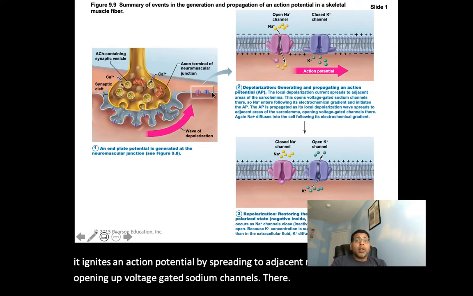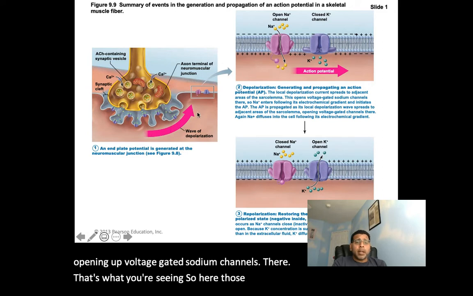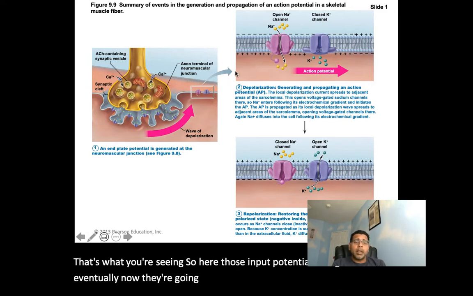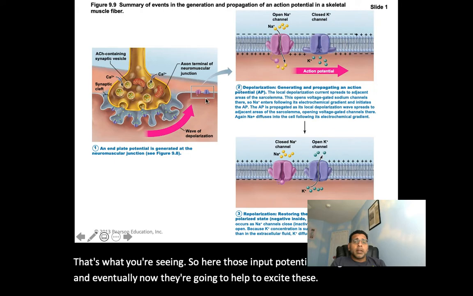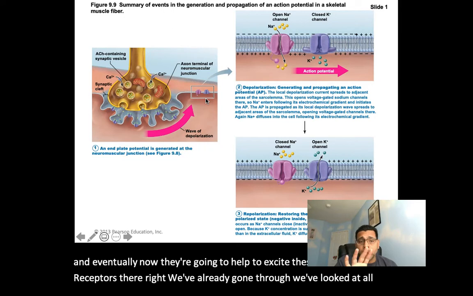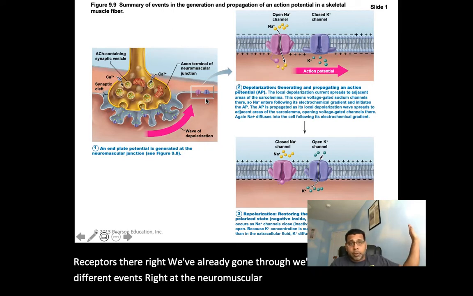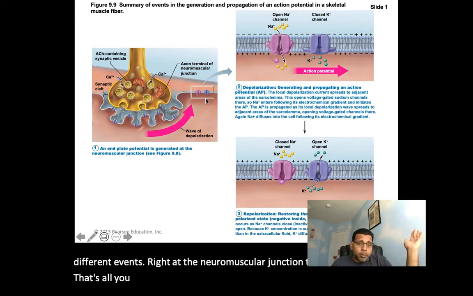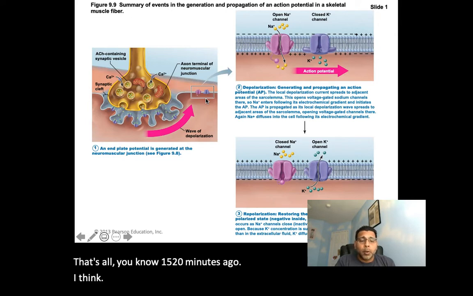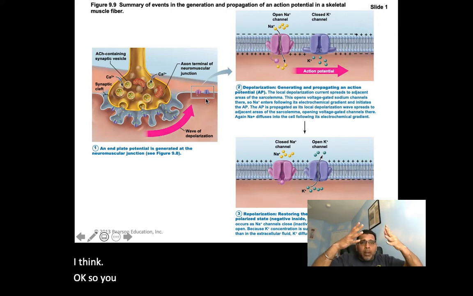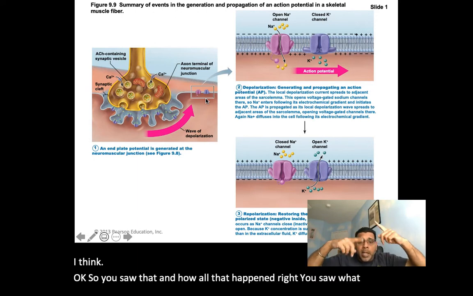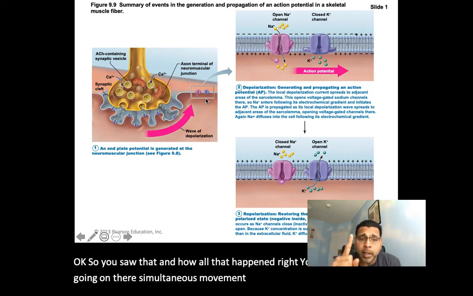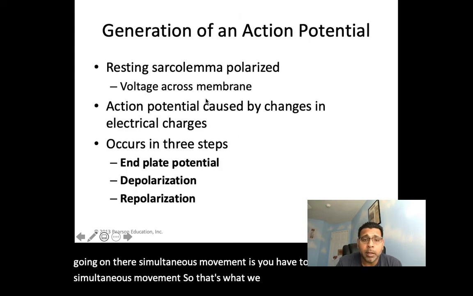That's what you're seeing. So here those end plate potentials are generated, and eventually they're going to help excite these receptors there. We've already gone through all the different events right at the neuromuscular junction. We're over it. That was 15, 20 minutes ago, I think. So you saw how all that happened, you saw what was going on there. Simultaneous movement. You have to remember that simultaneous movement. So that's what we mentioned here as well.